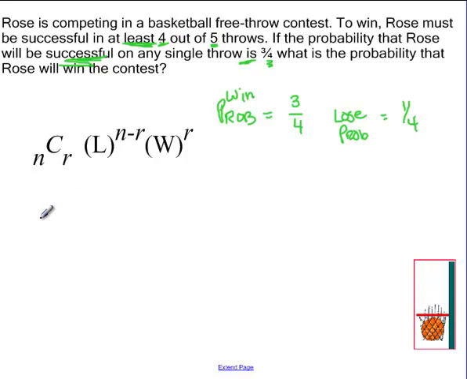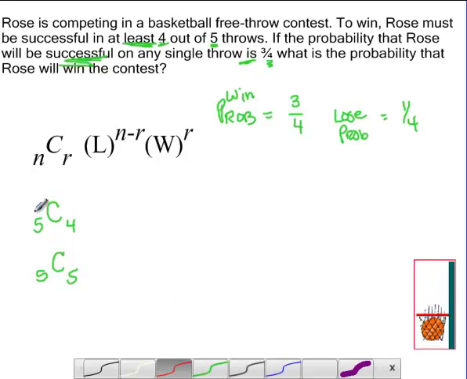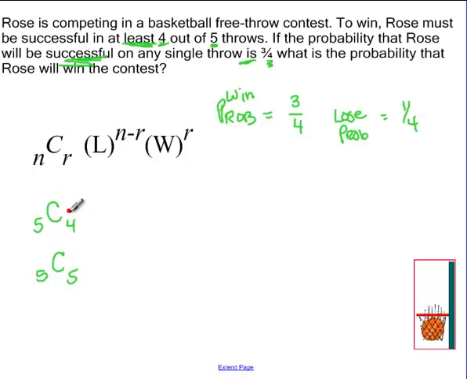So, she's given 5 shots. She has to win on 4. But what if she made all 5? She can still make all 5 and win because it's at least. See, this is the least. So I count up. And I can't go beyond 5 because she's only been given 5 shots.